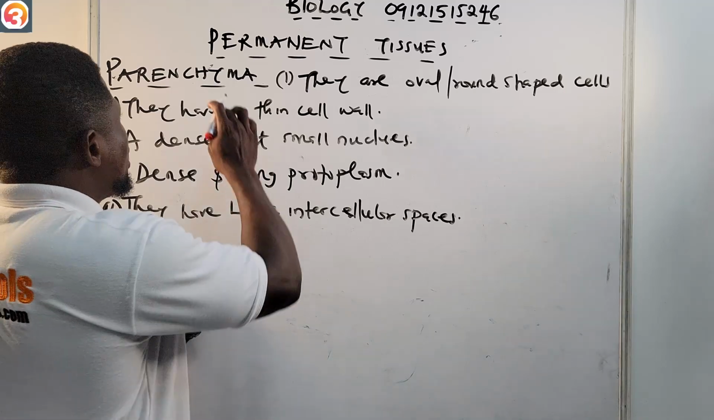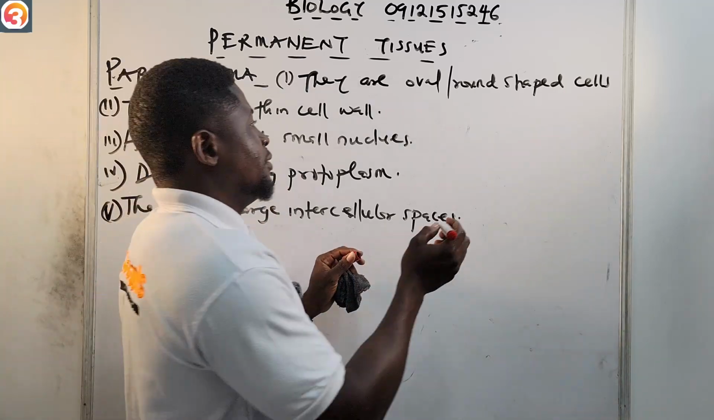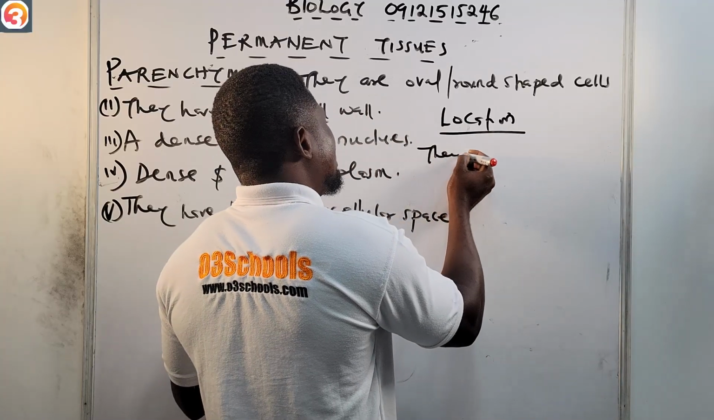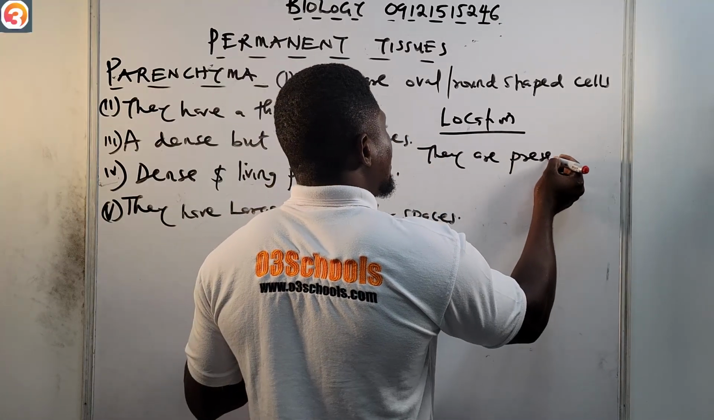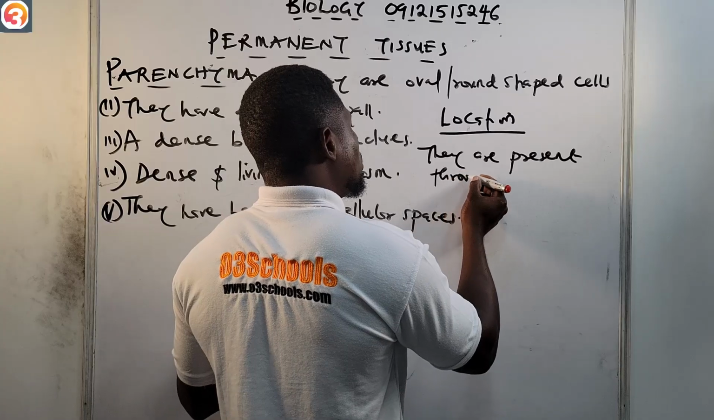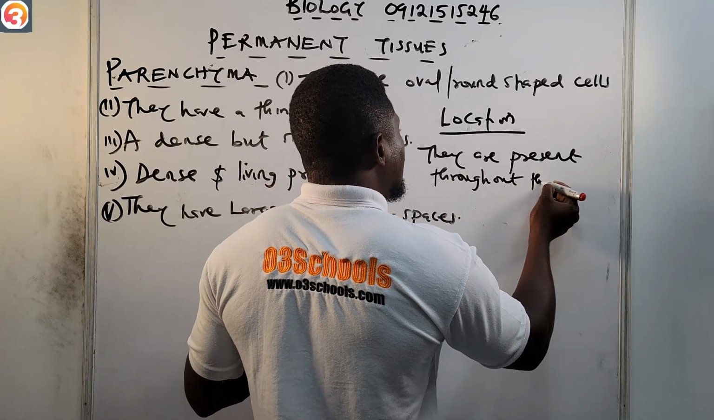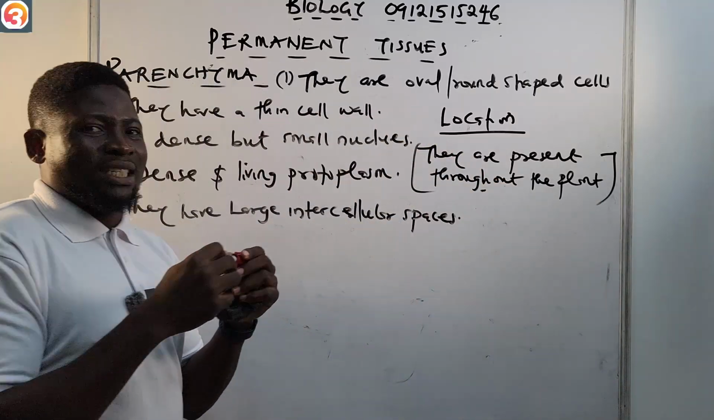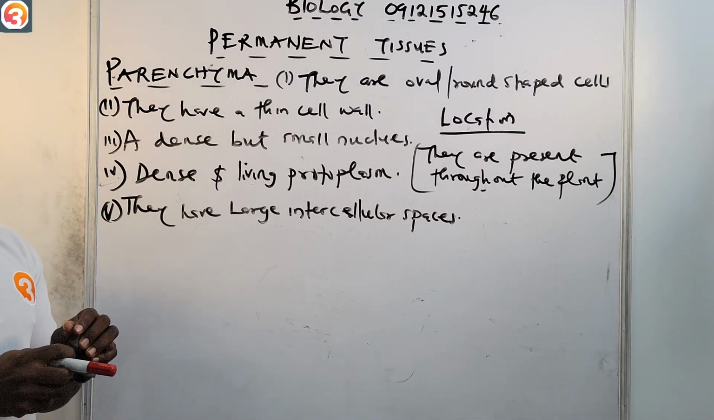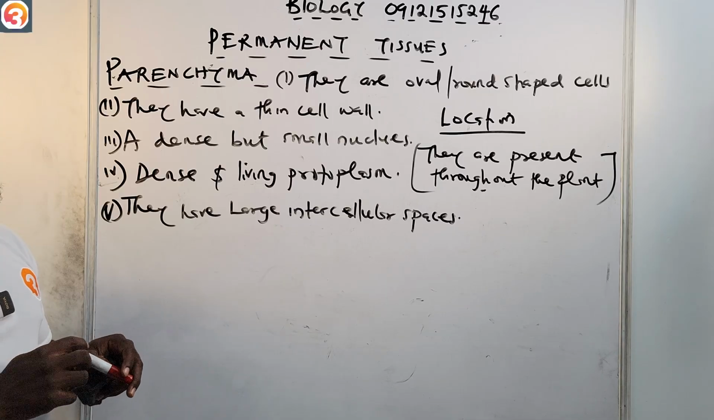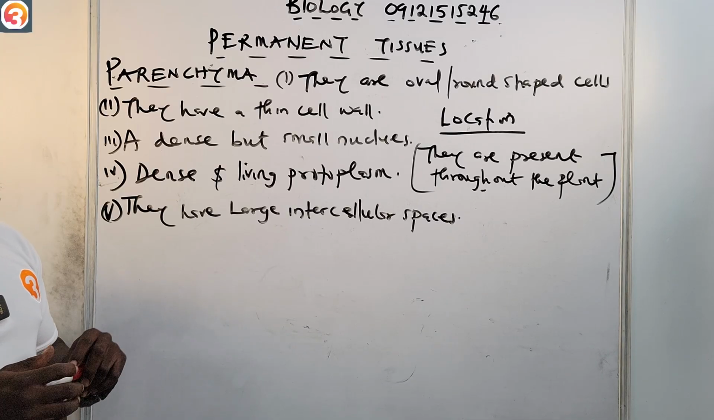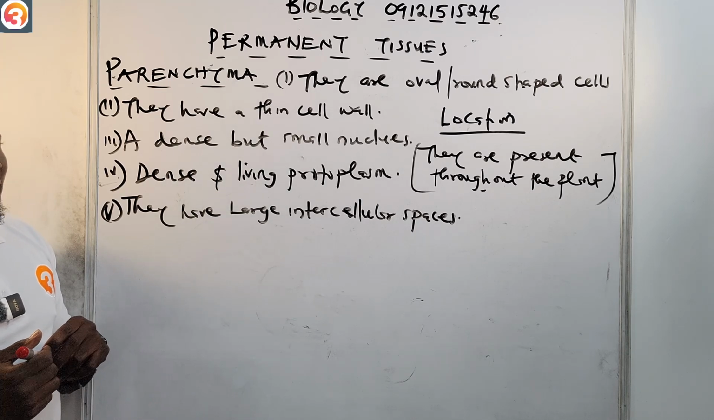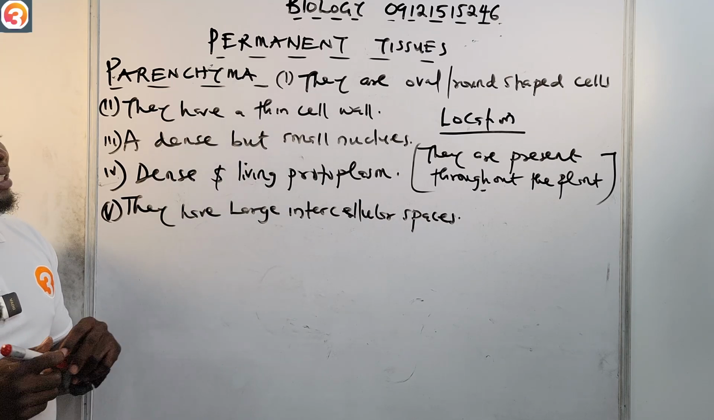Now let us look at the location of these parenchyma tissues. It is important to know that they are present throughout the plant. I told you that, I said that it is the most common type of tissue found in plants. Location: they are present throughout the plant. Take note of the location of the parenchyma tissues. They are present throughout the plant.